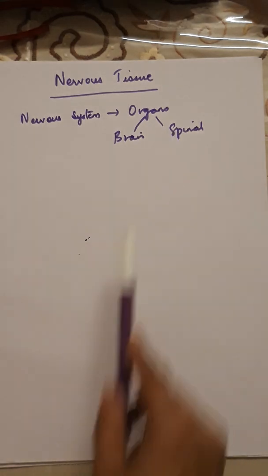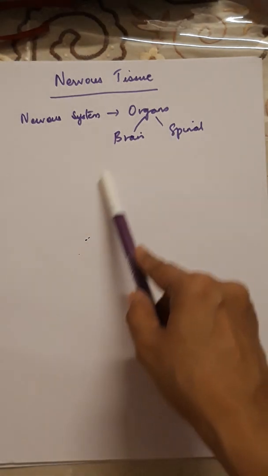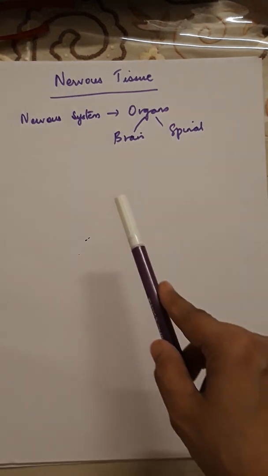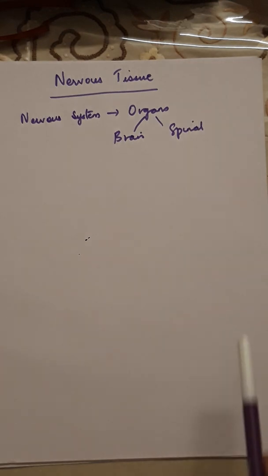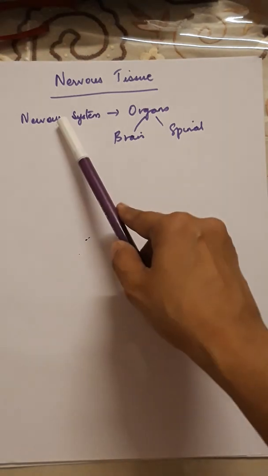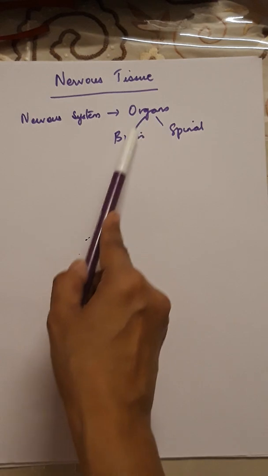Besides the brain and the spinal cord, there are different nerves arising from the brain. Those are called cranial nerves. And there are different nerves arising from the spinal cord, the spinal nerves. So all these, the brain, the spinal cord, and all those nerves together form the nervous system. So every organ system is made up of organs.